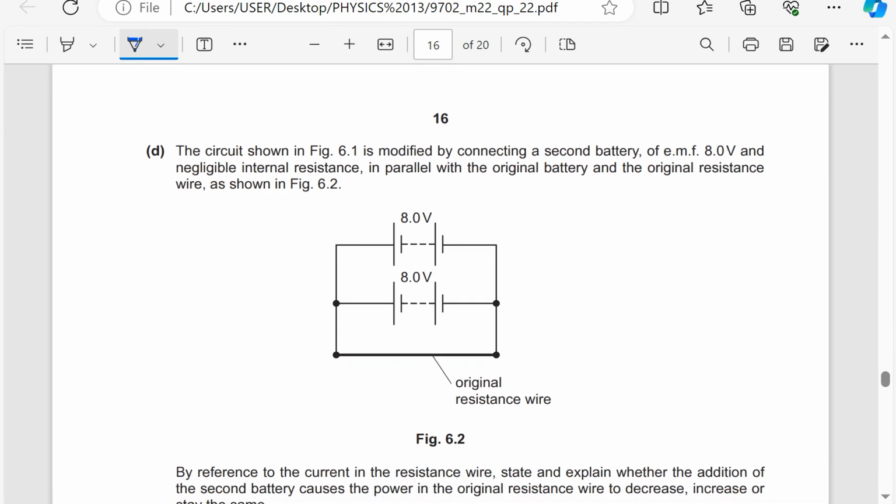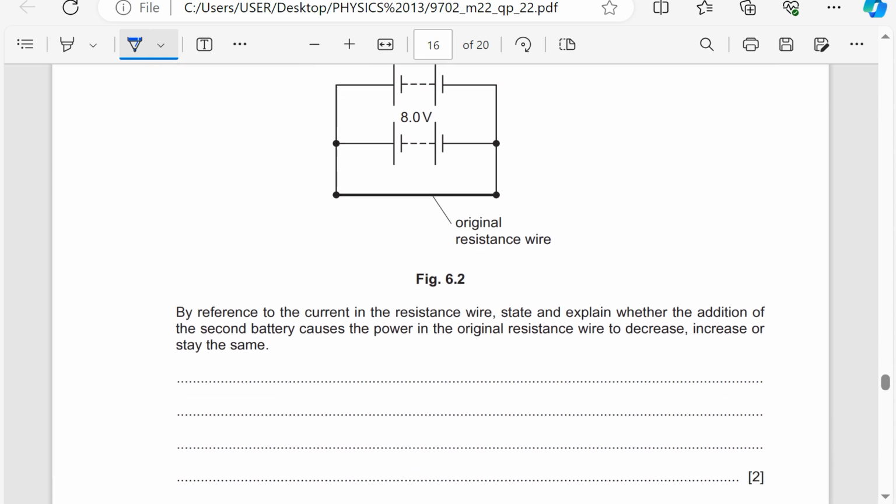The circuit shown in the figure is modified by connecting a second battery of EMF 80 volts and negligible internal resistance. So we have two batteries in parallel with the original battery and the original resistance wire as shown. By reference to the current in this resistance wire, state and explain whether the addition of the second battery causes the power in the original resistance wire to decrease, increase, or stay the same.